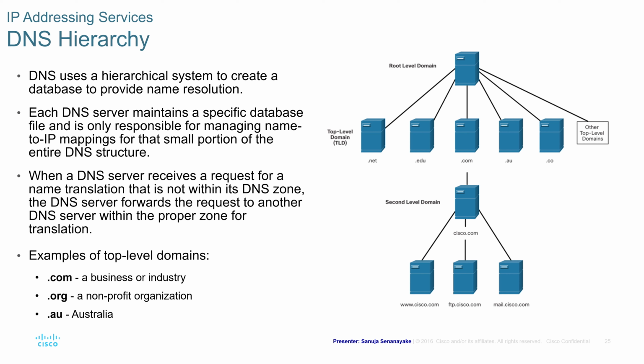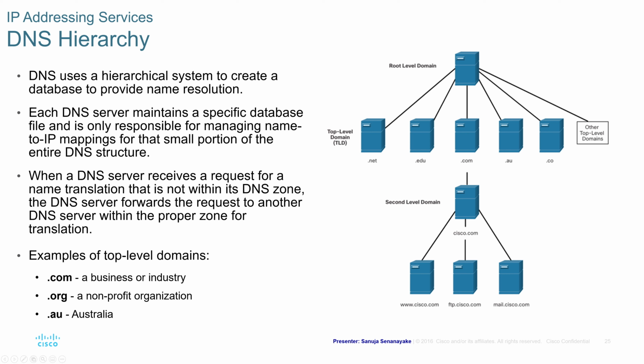An example of this would be the .com domain, .org domain, .au or .ca domains for Canada. Those are top level domains. So when a DNS server receives a request for a name translation that is not within its DNS zone, let's say I am in Canada and I'm trying to access a .au domain, it can forward the request to another DNS server that may be holding complete records of .au or .ca domains and then retrieve that data for me.